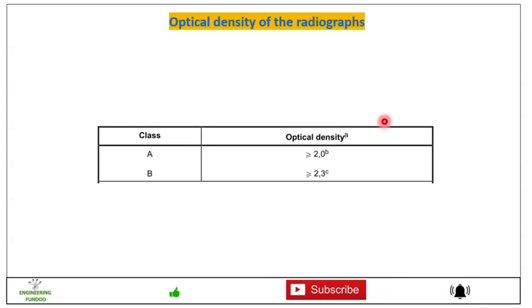Friends, then we have optical density of radiographs. For class A, optical density should be greater than or equal to 2, and for class B it should be greater than or equal to 2.3. So friends, this was the general introduction for non-destructive testing radiographic method.